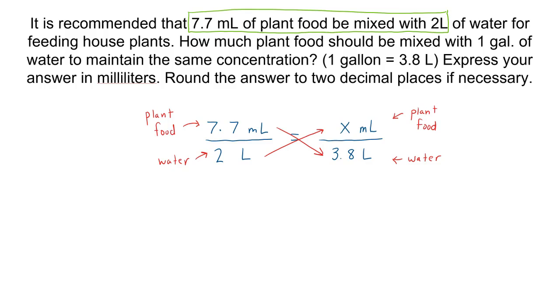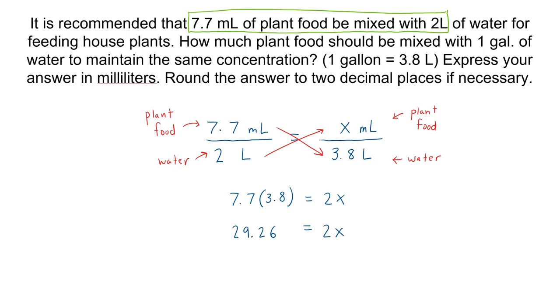To solve by cross multiplying, we multiply the numerator on the left to the denominator on the right. So 7.7 times 3.8 will be our first cross product. And that cross product has to be equal to the next cross product, which will be 2 times x. So we have 7.7 times 3.8 on the left equals 2x. Now we solve for x.